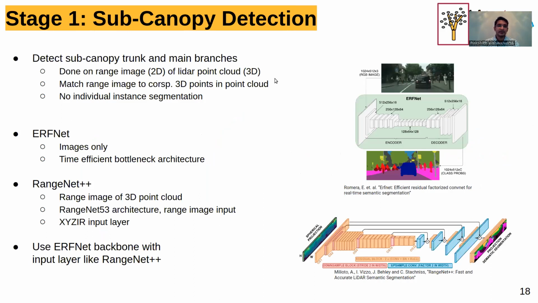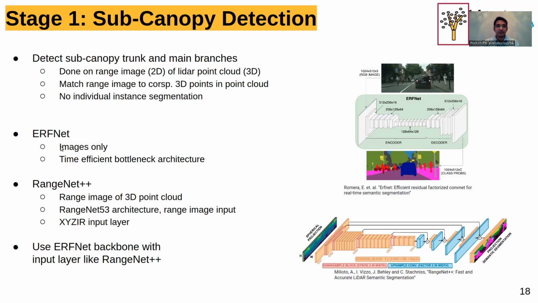So the first step relied on training a neural network to detect sub-canopy portions of the tree. And because we're working with 3D data, this 3D point cloud data was transformed into a 2D range image representation, which is basically a spherical transformation of the 3D point cloud into a flattened image. And then that flattened image was fed into the neural network.